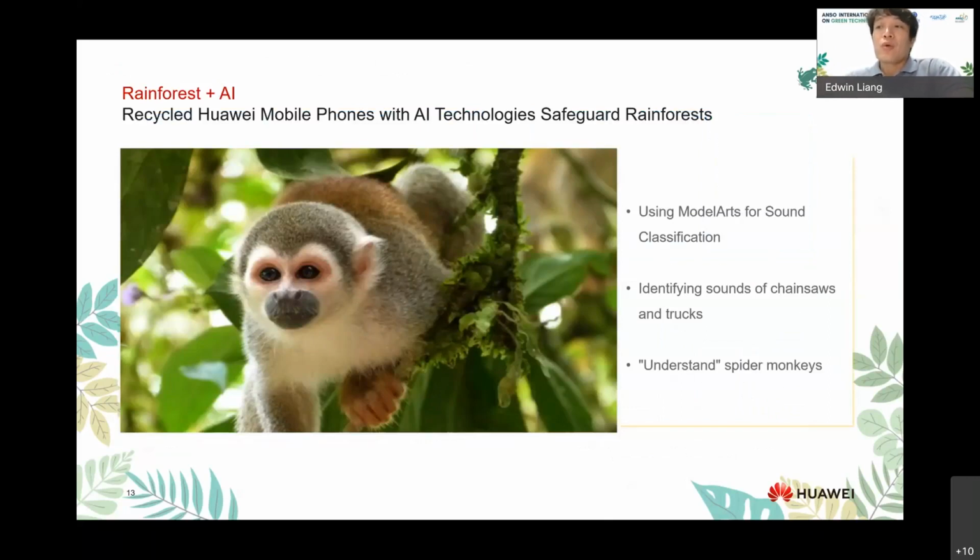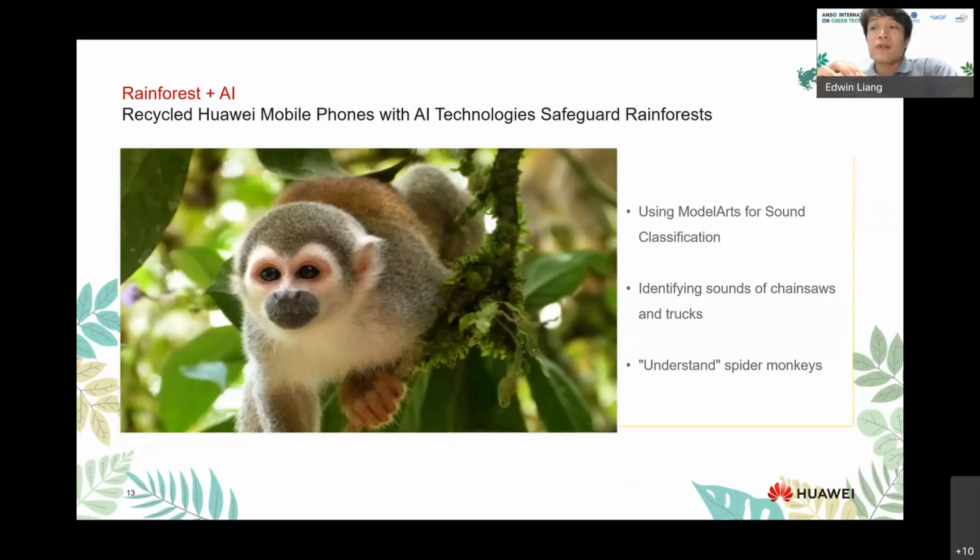It uses old Huawei smartphones and self-developed solar charging devices to monitor and analyze the sound data in real time with Huawei Cloud ModelArts. In this way, the endangered species of tropical rainforests, such as spider monkeys, as shown in this picture, are safeguarded. I'll talk more about this solution.